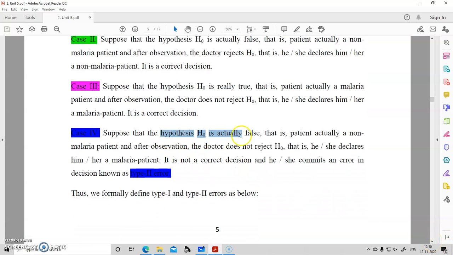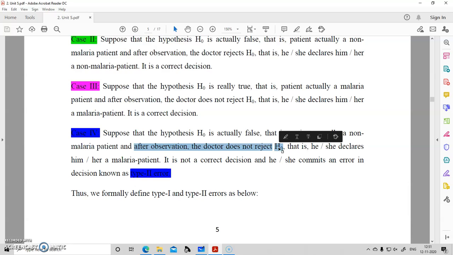Suppose that H naught is actually false. What is our H naught? The patient is a malaria patient. It is false. The opposite of that is that the patient does not have any malaria. Now the doctor is doing the observation. He is doing all the pathological tests, and the doctor does not reject H naught.